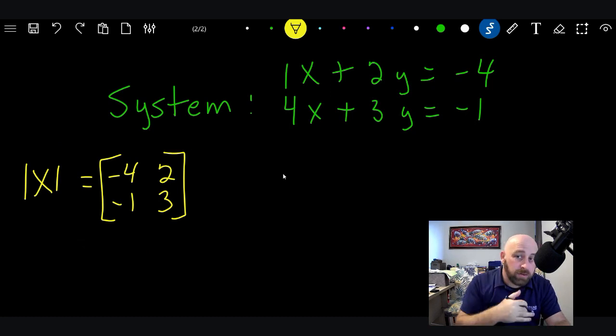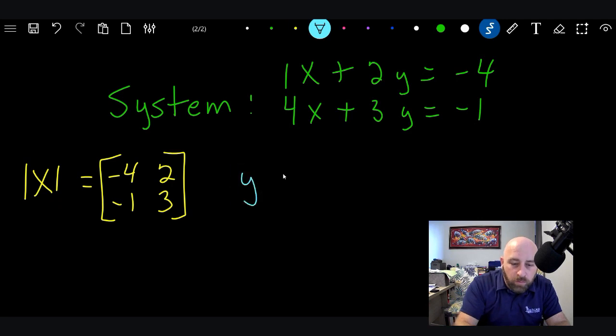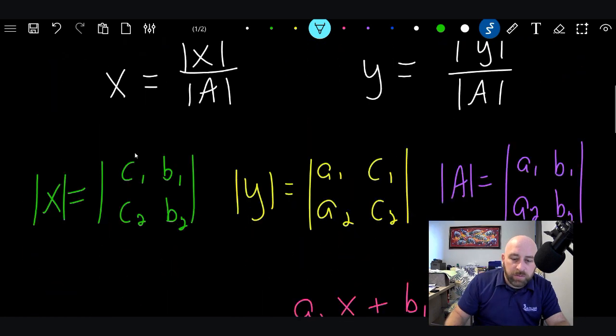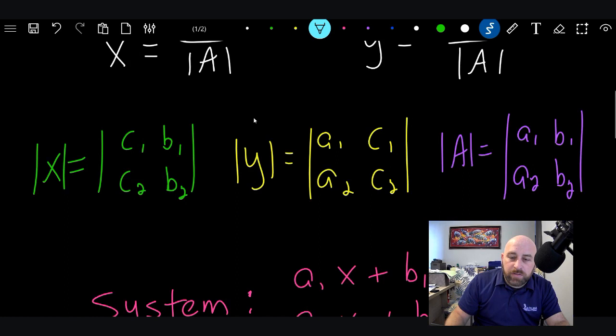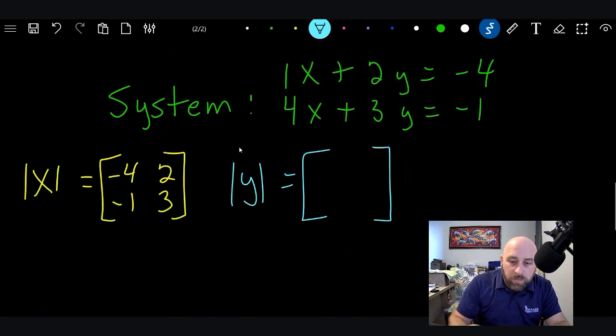That's what we learned in the last lesson, how to find the determinant. So we want to determine the determinant right here. Let's go to the next one. We'll put this one in blue. So this will be the y, and we can go back up here and check this one too. This is A1, A2, C1, C2. A1 is 1, A2 is 4, C1 is -4, C2 is -1.